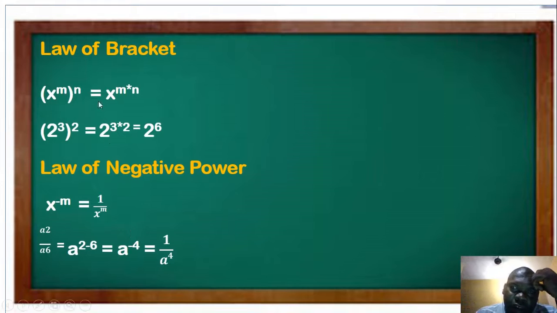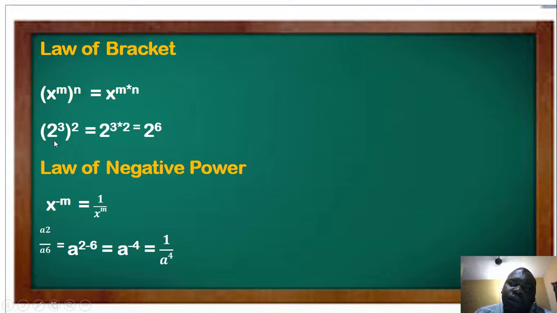We have the law of brackets too. Law of brackets. For example, open bracket x raised to power m close bracket raised to power n is equal to x raised to power m times n. So we have in the bracket x raised to power m, and outside the bracket we have n. So what we are going to do is that when we open the bracket, we just multiply the powers. We're going to multiply the indices. So it's equal to x raised to power m times n.